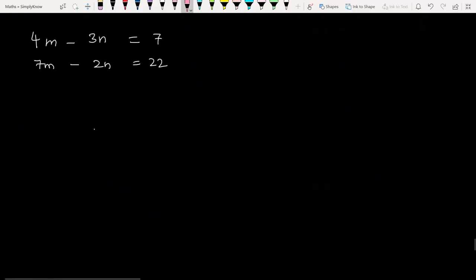Okay, what about these two equations? Equation 1, equation 2. Now I'm going to equate the coefficients of n. The first equation should be multiplied by 2, and the second equation should be multiplied by 3. Okay, let's multiply.